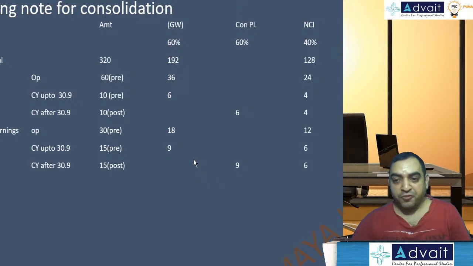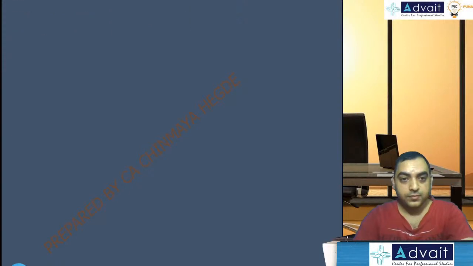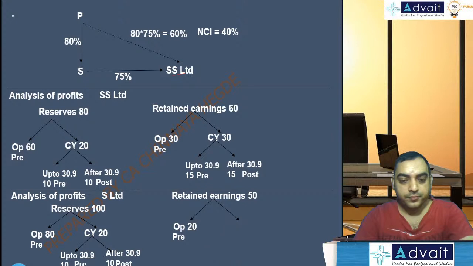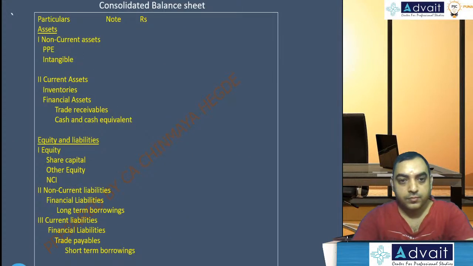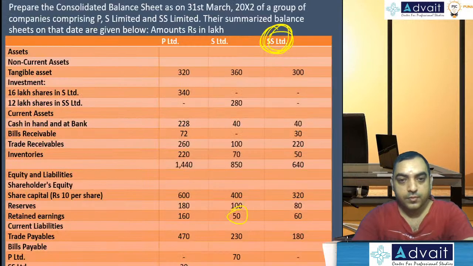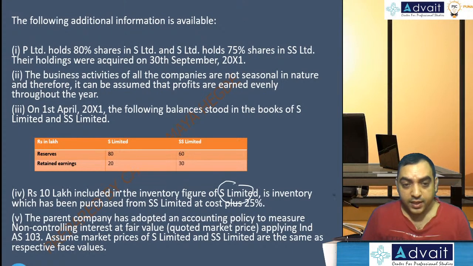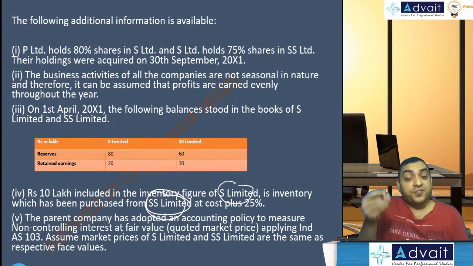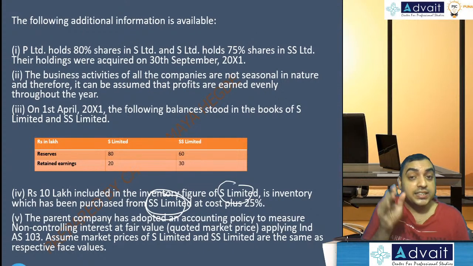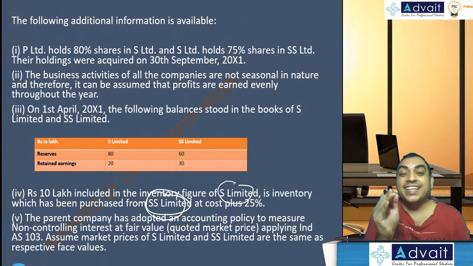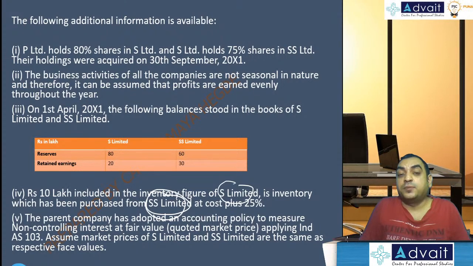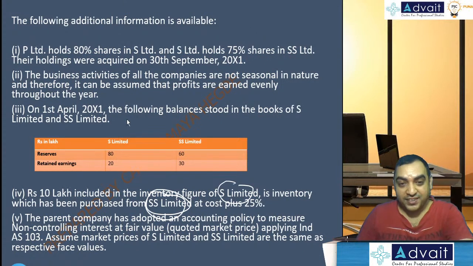Okay, some of you are telling unrealized profit on stock. Is it so? Who is the seller? Let us identify. It includes the inventory figure of SS Limited, purchase from SS Limited. So the seller is SS. You should always think from the seller's point of view. Who is the seller here? SS Limited. And we are discussing the SS Limited analysis. Therefore, we have to consider unrealized profit.